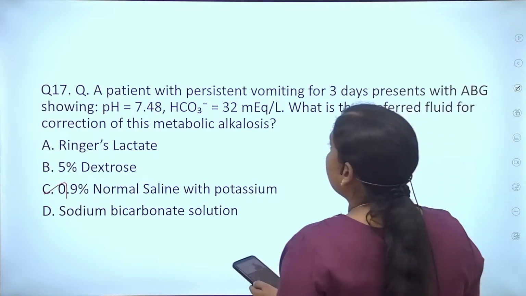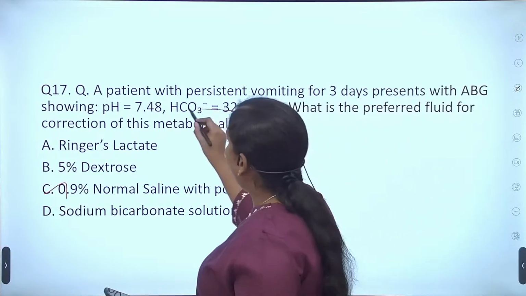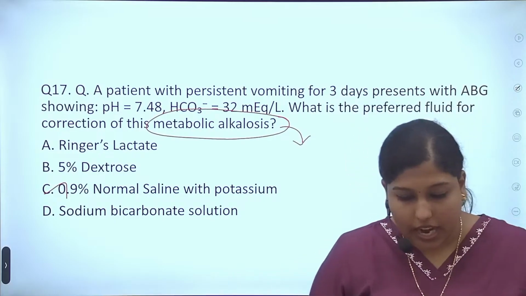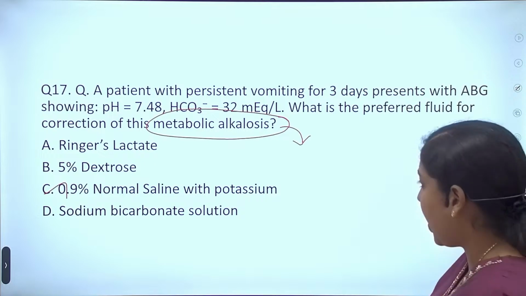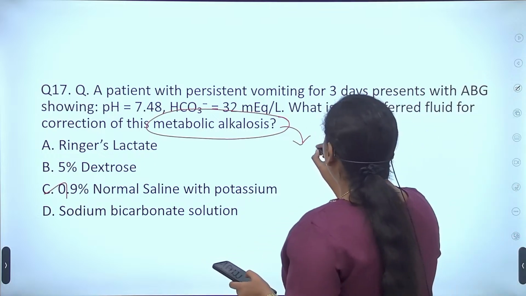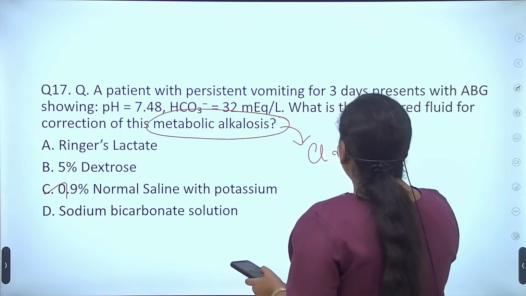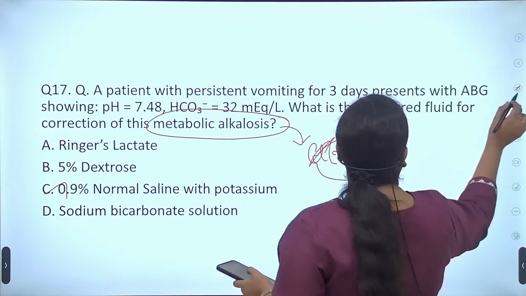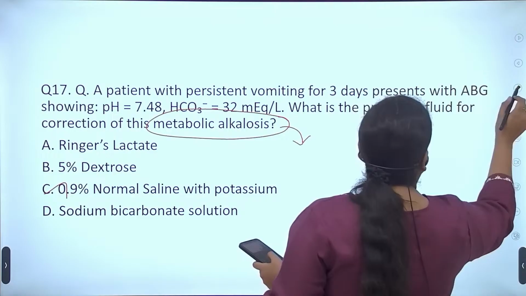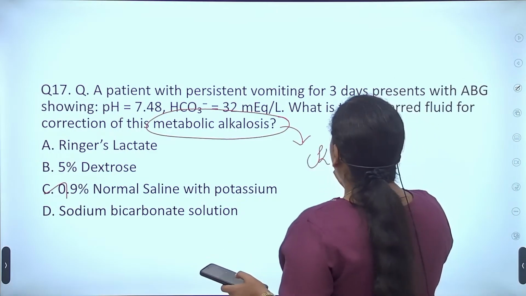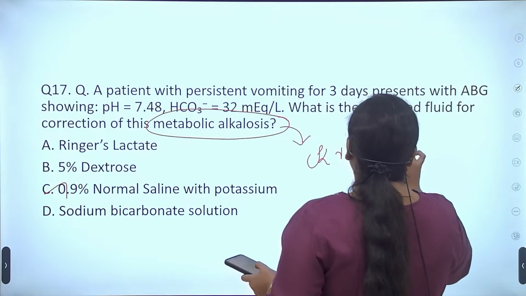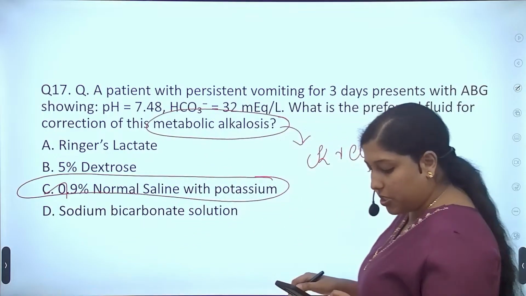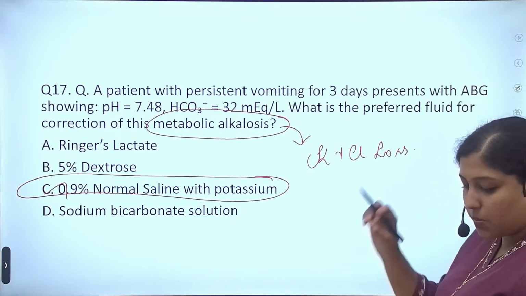See, the patient with metabolic alkalosis will be having excessive chloride and potassium loss. Excessive chloride and potassium loss can be recovered with the help of normal saline. So there will be excessive potassium and chloride loss, which can be recovered by administration of normal saline with potassium, right? Yes. Fluid loss causes potassium loss.